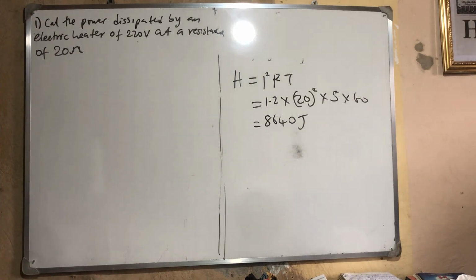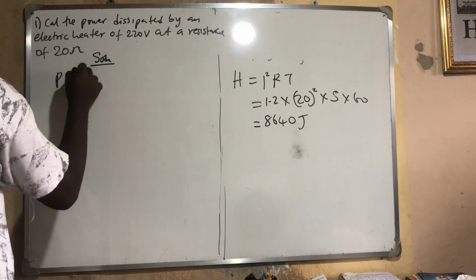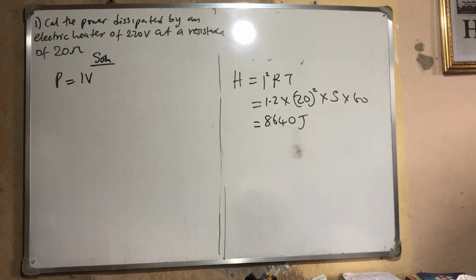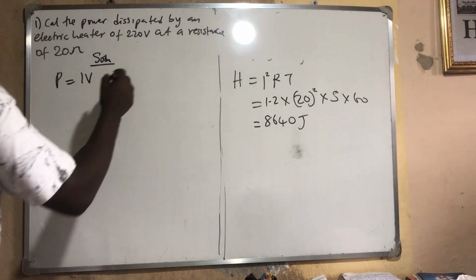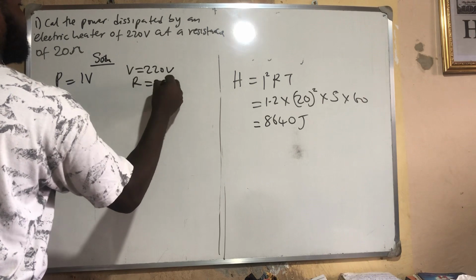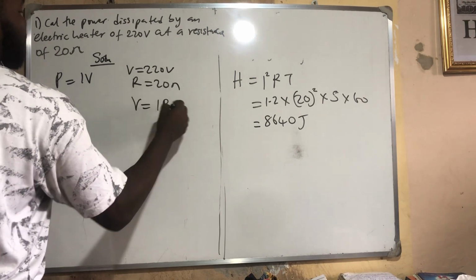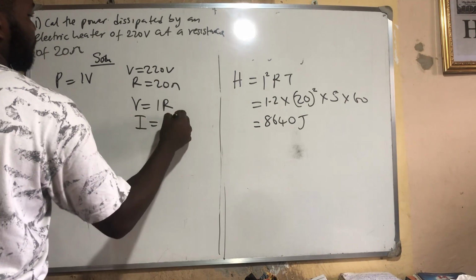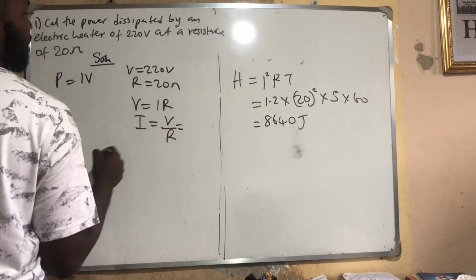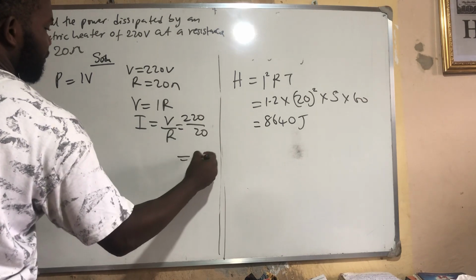So this is very simple. Just know that power is equal to IV. But here I don't have I. I have my voltage as 220 volts and my R as 20 ohms. They didn't give me I, but I know that V is equal to IR. So I is equal to V over R, which is 220 divided by 20. So I have 11 ampere.